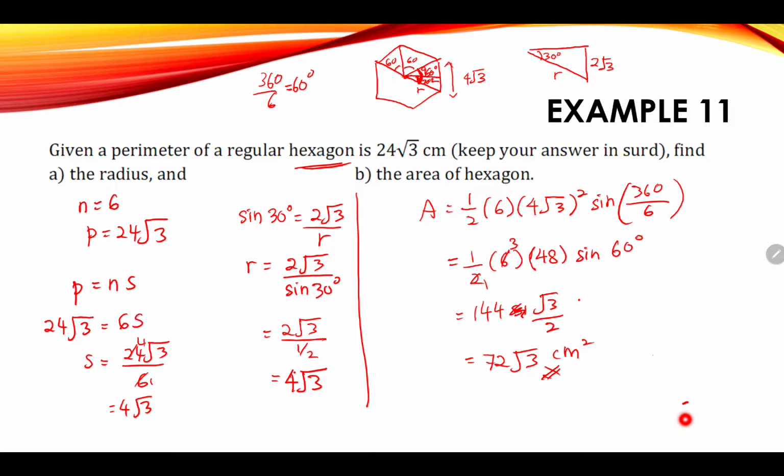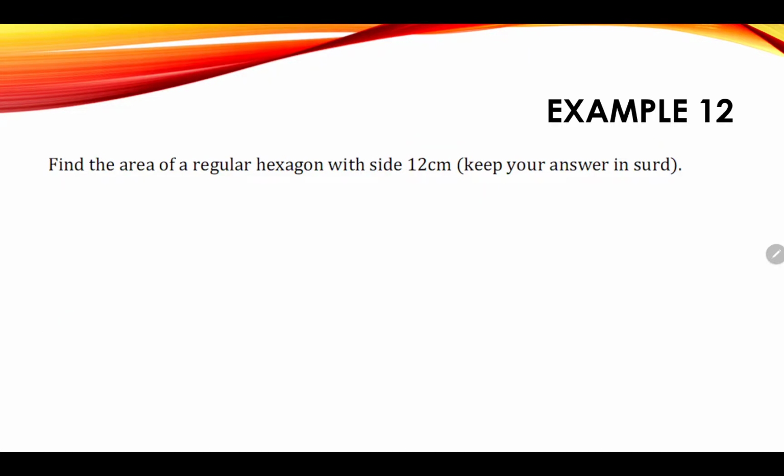Next, we proceed with example 12. We find the area of a regular hexagon with sides 12 cm. So S dia, S 12. Keep your answer in third. Hexagon macam tadi dia ada 6 side. So kita tahu yang ni 12. Yang ni pun 12. Semua tu 12 side dia.